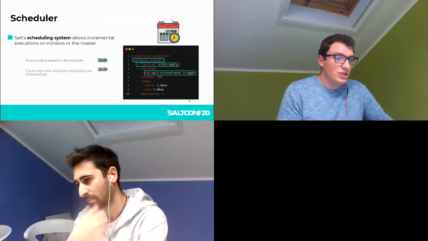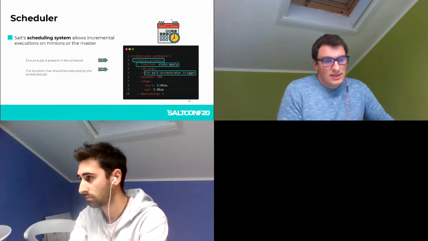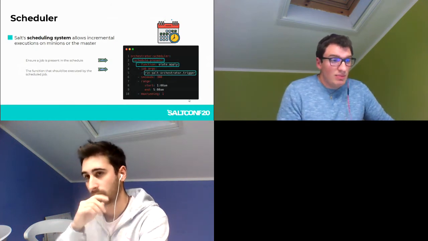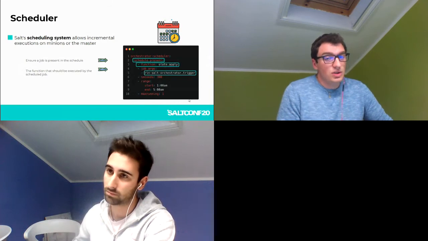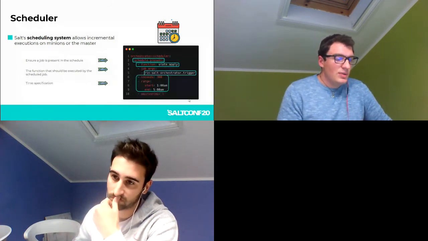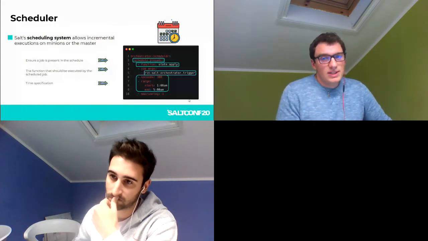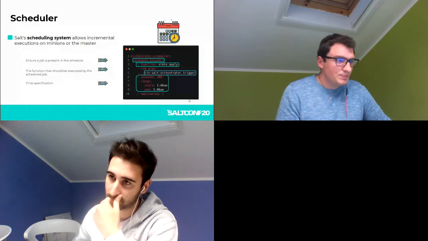So we have the function. In this case, we have a state apply with the parameter that is the state to be applied, that is rinSaltOrchestrator.trigger. And finally, we have the time specification. So basically, we say that from 1 a.m. to 5 a.m., we want to perform this action every 5 minutes.